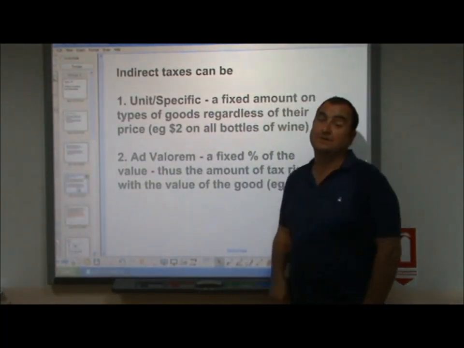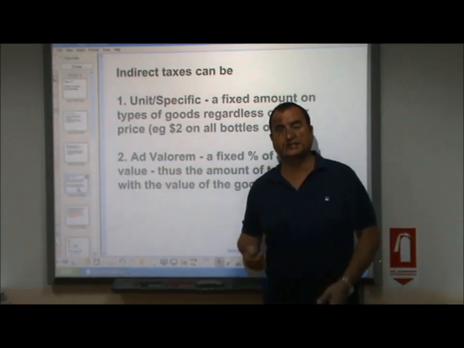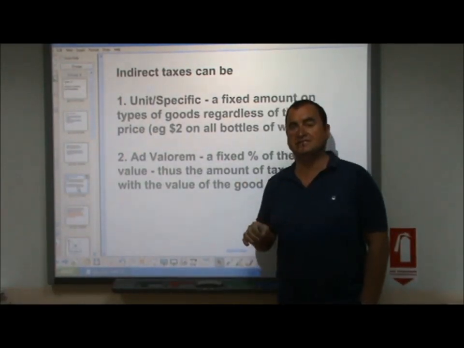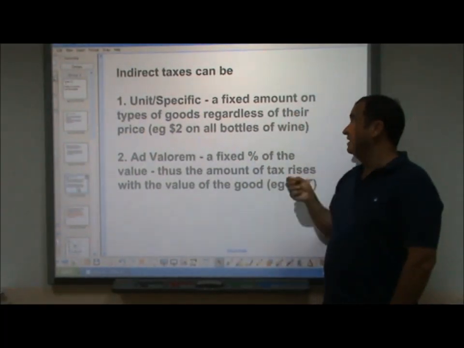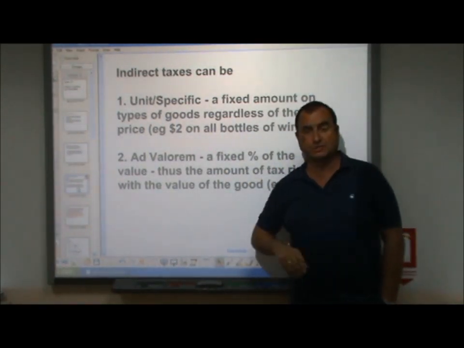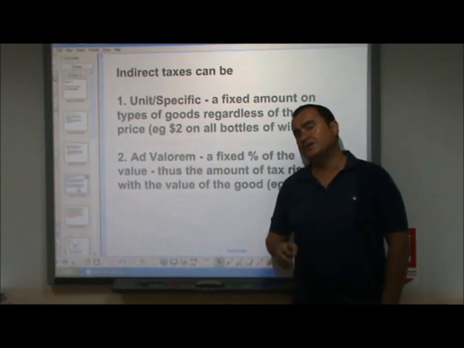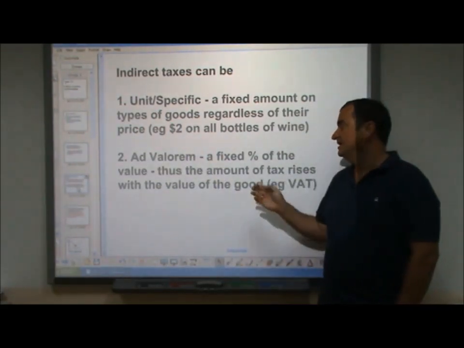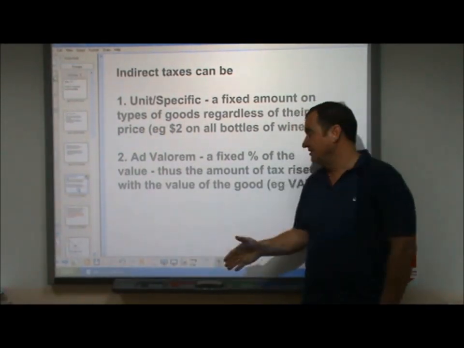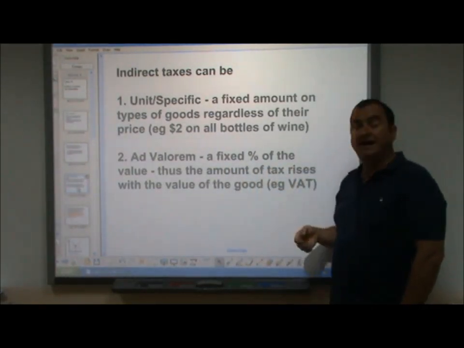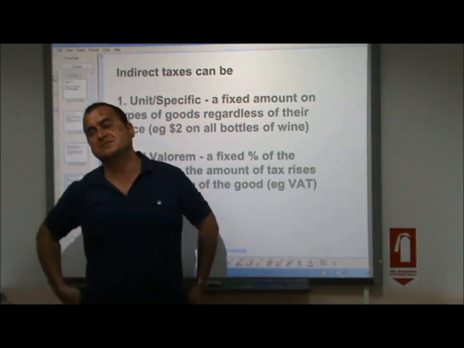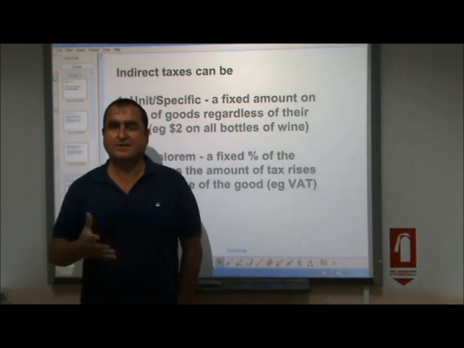Okay? So now we subdivide indirect taxes into two types of taxes: unit or specific taxes and ad valorem taxes. Here are the definitions for these two types of indirect tax. A unit or specific tax is a fixed amount of money on types of goods regardless of their price. So if the government puts a $2 tax on all bottles of wine, whether that's a cheap bottle of wine or an expensive bottle of wine, that would be an example of a unit tax. Whereas an ad valorem tax is a fixed percentage of the value. If the government says, right, we put a 20% tax on all goods, whatever their value, then the amount of tax rises with the value of the good. And of course the main example of such a tax is VAT. VAT, value added tax, or a sales tax, is an example of an ad valorem tax.